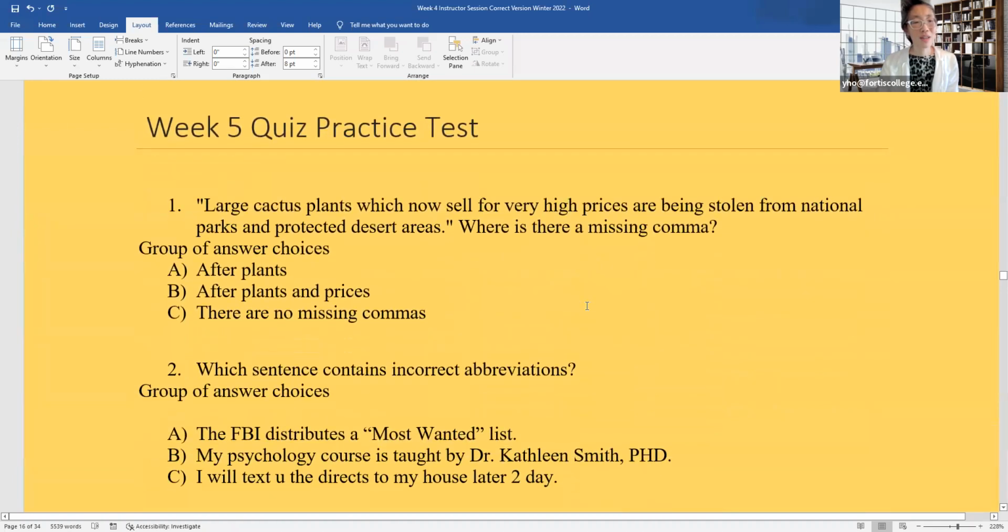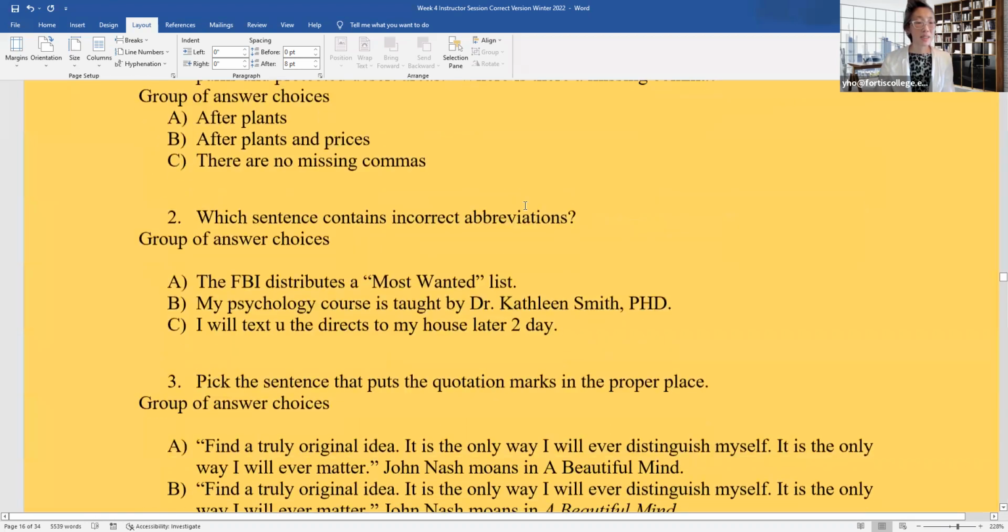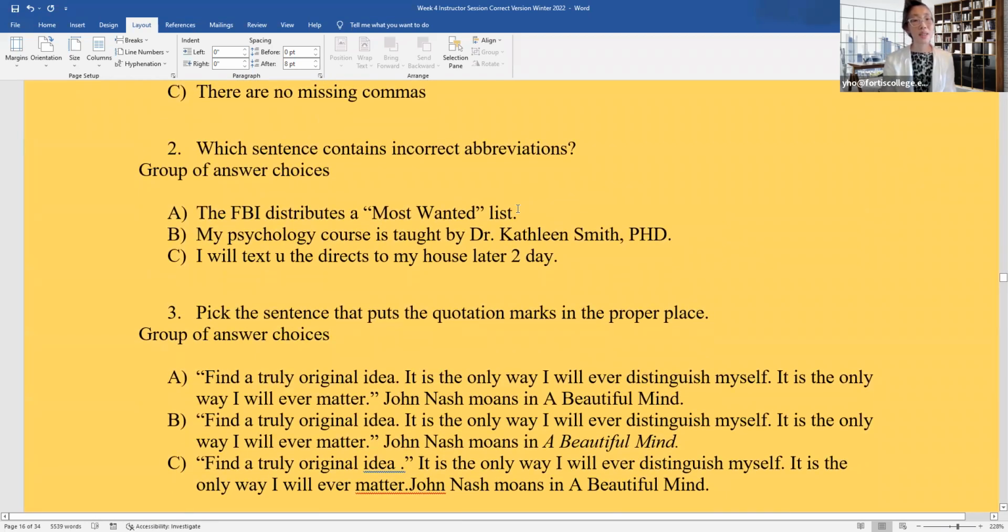Okay, let's try out the week 5 quiz, the week 5 quiz practice test. Number 1: Large cactus plants which now sell for very high prices are being stolen from national parks and protected desert areas. Where is there a missing comma? B, because here you have an adjective clause that needs 2 commas. Which sentence contains an incorrect abbreviation?